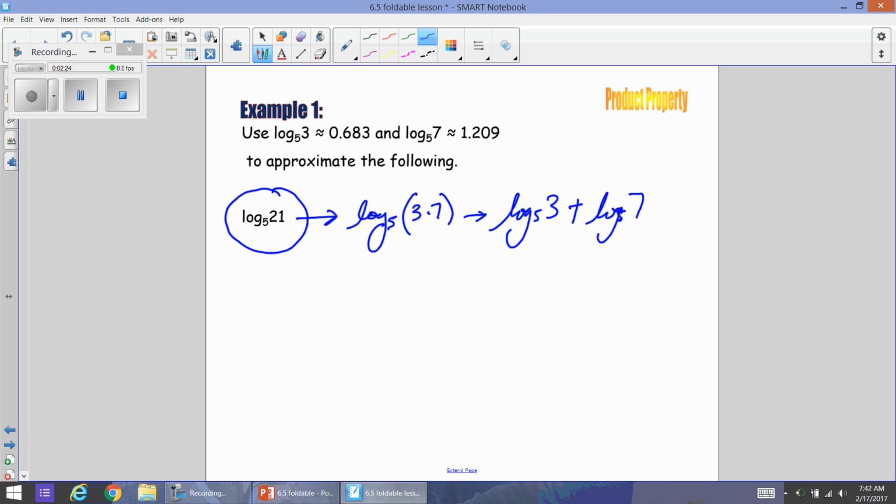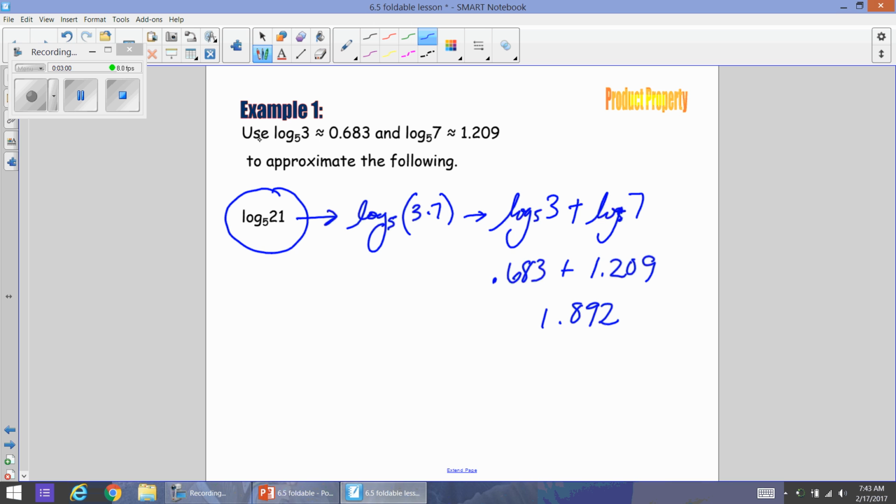And so now that we figured out what way to break this up, we can take the values they gave us, which is 0.683 plus 1.209, and we can just straight up do this. Now we can do it with a calculator or without a calculator, it doesn't matter, but I get 1.892.